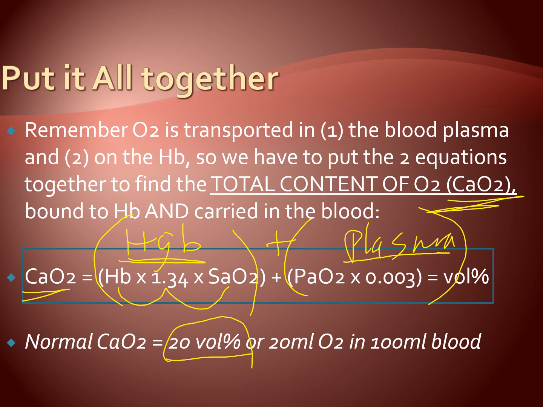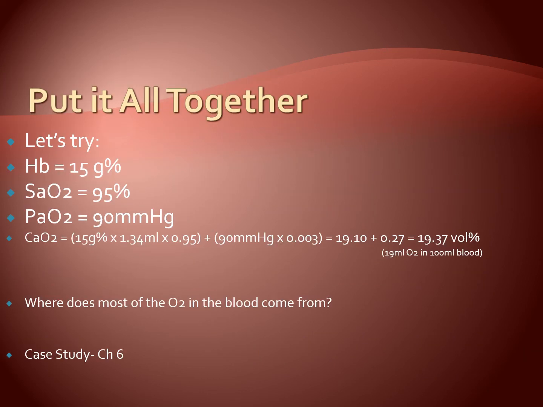That's the correct unit, 20 volumes percent, which means if I were to draw a 100 ml sample of blood from a patient and look at that blood overall, not how much is in the plasma, not how much is on the hemoglobin, but how much oxygen both in the plasma and on the hemoglobin is being carried, that normal would be 20 mLs of that sample. So 20 mLs of oxygen would be carried in that 100 ml sample of both the plasma and the hemoglobin together.